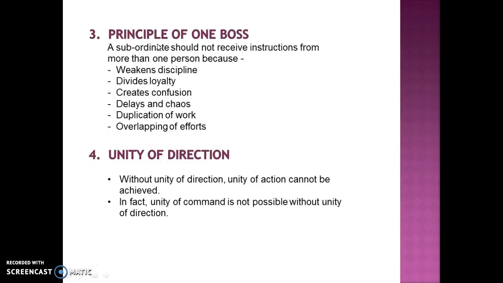Third one, principle of one boss. If there is any organization, we have to have only one boss there. A subordinate should not receive instructions from more than one person. If this happens, then there are discrepancies like weakened discipline, divided loyalty, confusion, delays and chaos, duplication of work and overlapping of efforts.